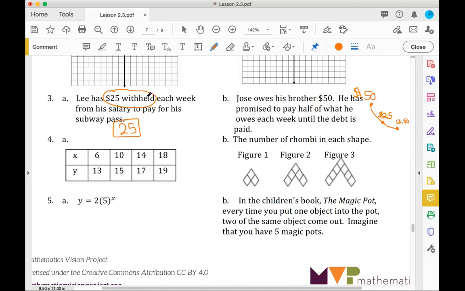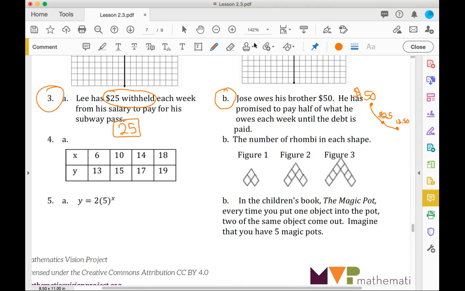So let's compare. Lee has $25 withheld each week from his salary to pay for his subway pass. I think that B in this case is going to work the best because it's not arithmetic, it's geometric. So it's going to be moving a little bit quicker. Or well, this is an interesting one because from here to here, this is changing 25, whereas this is consistently changing 25. So I would actually say that this is going to be better.